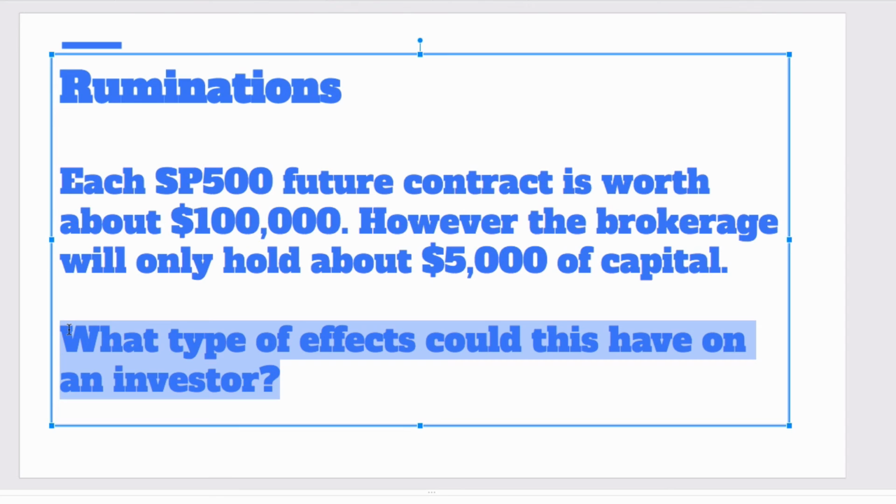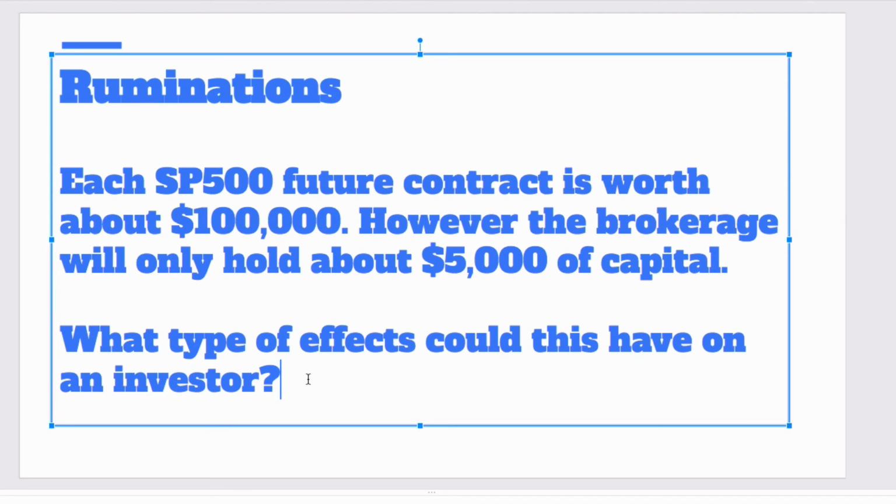Here's your rumination. What type of effects do you think that could have on an investor? They're buying into a $100,000 investment, but the brokerage is only holding up $5,000. Just in the back of your mind, if you want, you can post in the Facebook group. It's your choice. What do you think about that? Are there any pluses, minuses? Do you have any general comments about the fact that you're only going to be held up about 5% of the value of that contract?